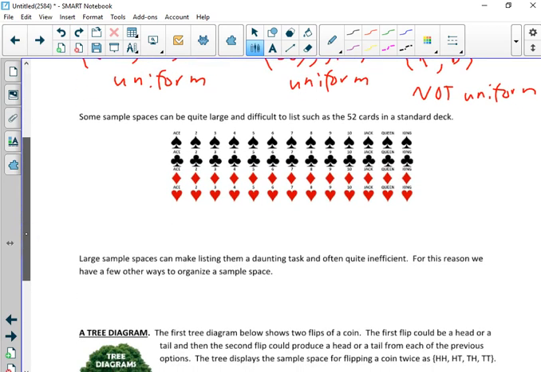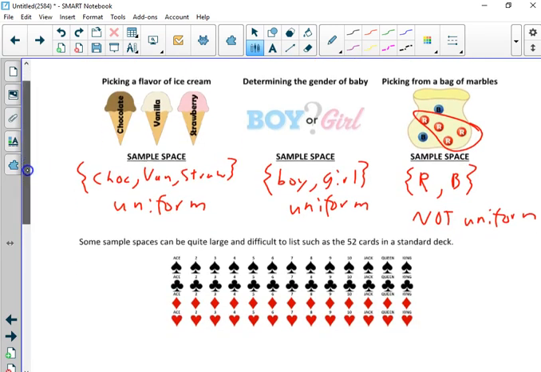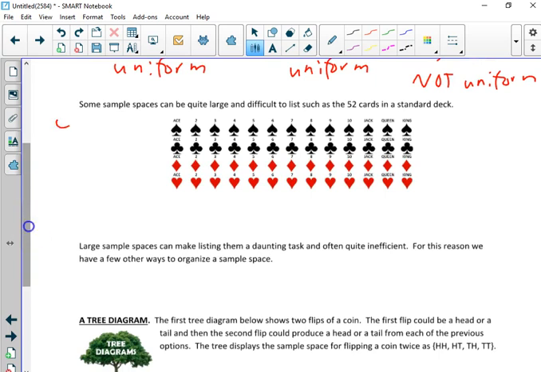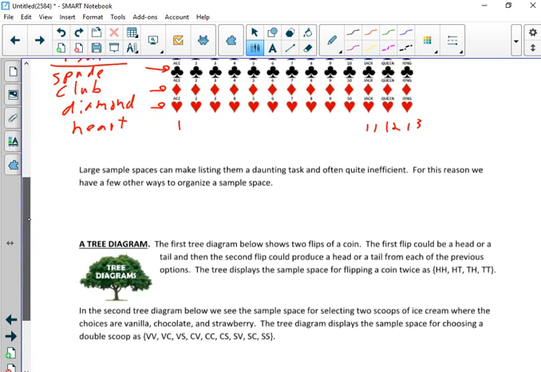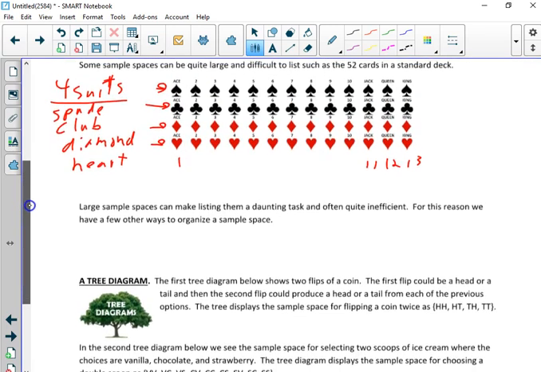Now, you can have larger ones like a deck of cards. Cards are used a lot in statistics. So there are 4 suits. And those of you who are not used to cards, you might want to write these down. Okay? There's a spade, club, those are our 2 black ones, diamond, and hearts. Okay? So there's 4 suits. There are 13 of each card. Ace counts as 1, and this is kind of like 11, 12, and 13 for the Jack, Queen, King. So there's 13 of each suit, 4 suits, that's 52 cards. So large sample spaces can make listing them a daunting task and often quite inefficient. So for this reason, we have a few other ways to organize sample space.